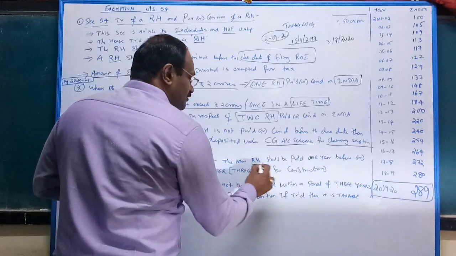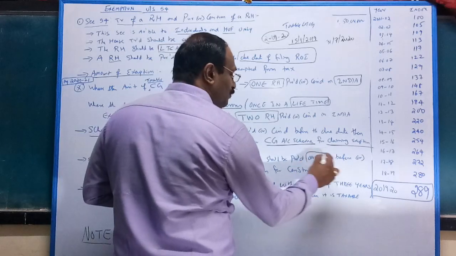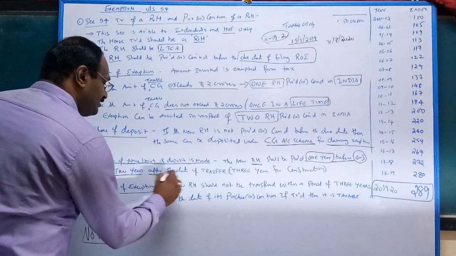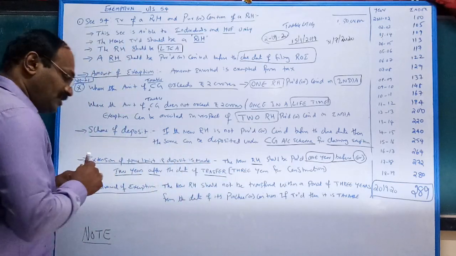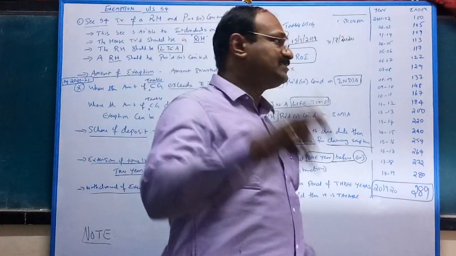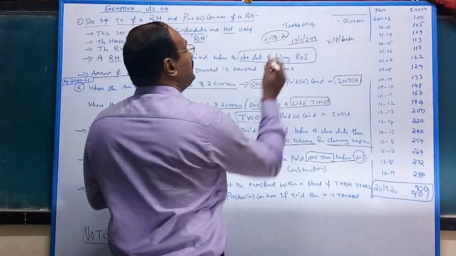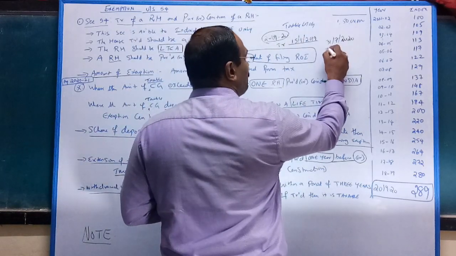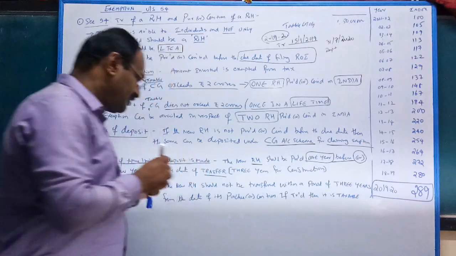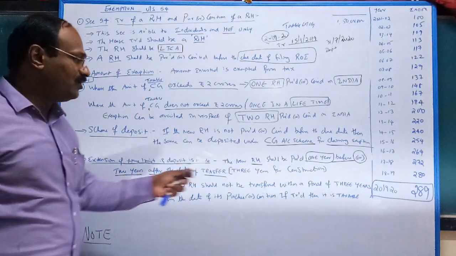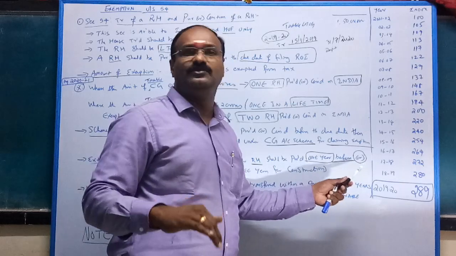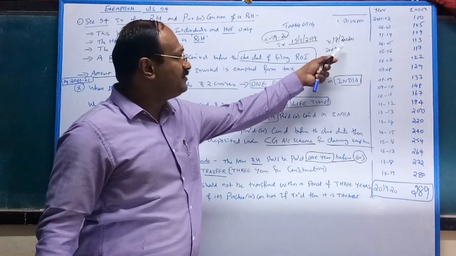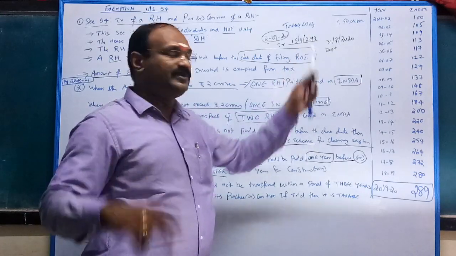Extension of time limit if deposit is made. The new residential house should be purchased, very important, 1 year before or 2 years after the date of transfer. Very important, not from the date of deposit. For example, in our example, this is the date you transfer, 15/11/2019. This is the date you deposited to the bank, 31st July. The provision says 1 year before the date of transfer you have to purchase, or 2 years after the date of transfer, not from this date, 2 years from the date of transfer.